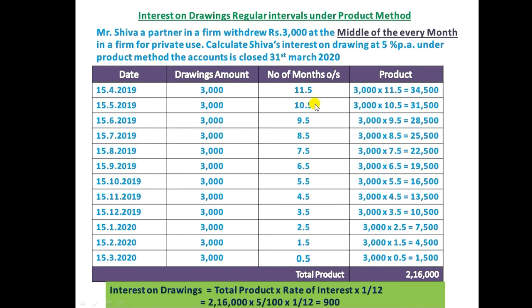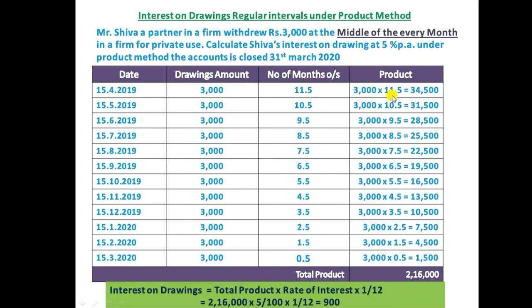So likewise we need to calculate the number of months outstanding. So we will get 10.5, 9.5, 8.5, 7.5, 6.5, 5.5, 4.5. So likewise it will end with 0.5 in the last month, because in March he took it on the 15th, right? Every month on the 15th he is taking. So from the 15th of March, for the next 15 days you need to pay the interest. So 0.5 months.